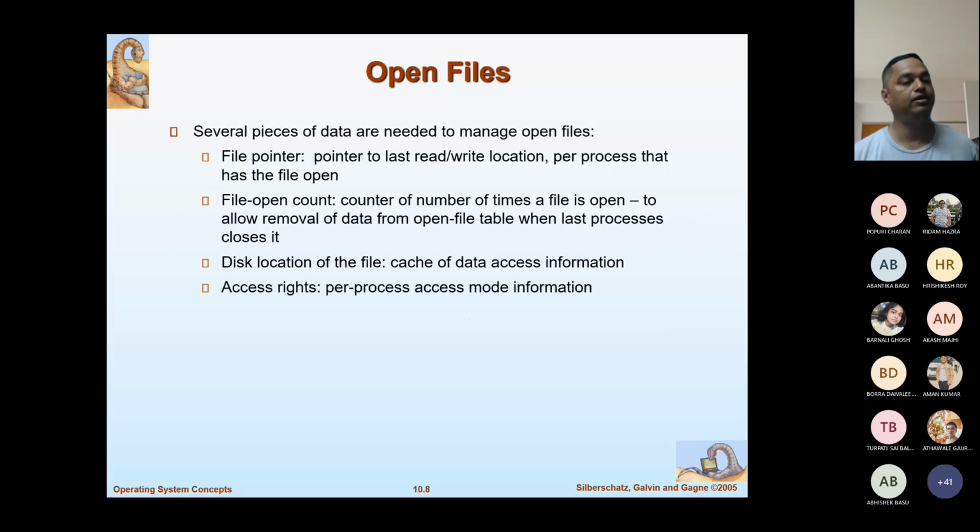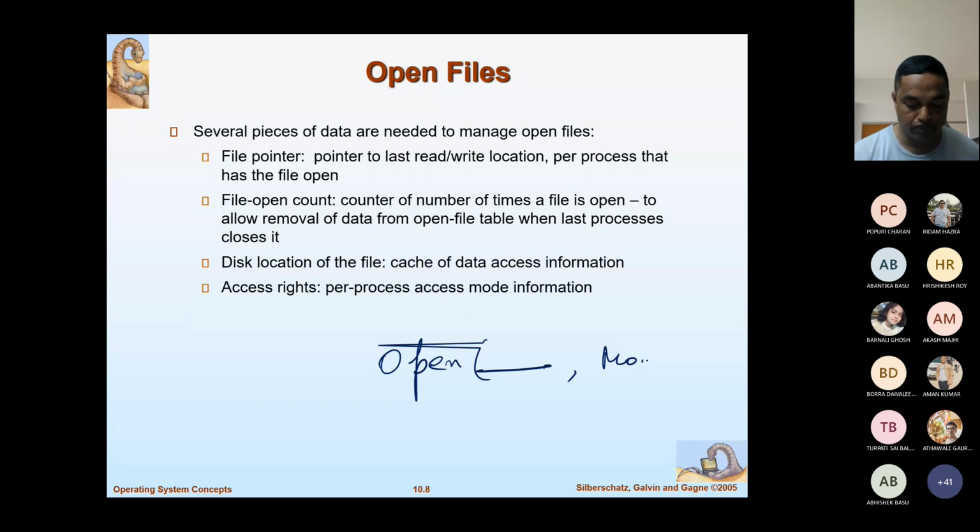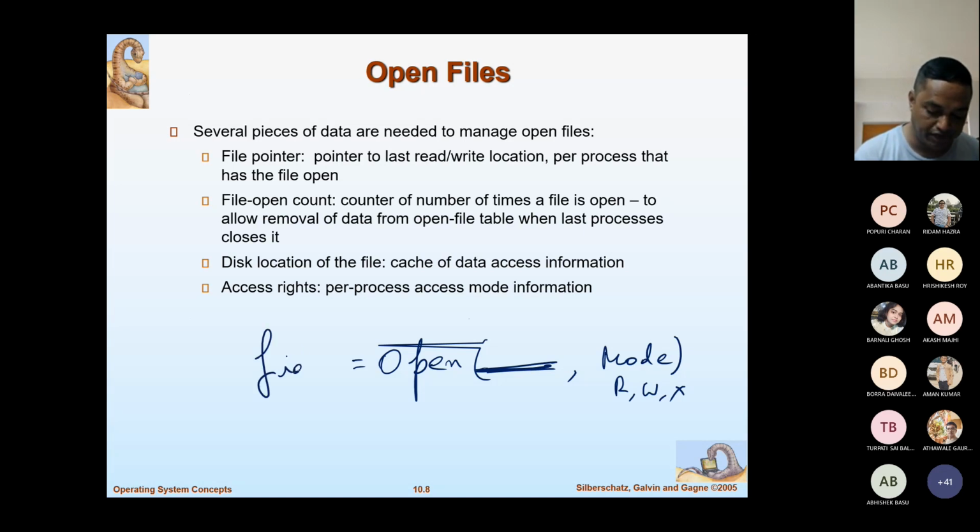While opening a file, you have to give the location of the file and the mode. Whether you want to open it in a read mode or write mode or executable mode. You have to give the entire path here. This will return a file pointer, FID you can call.